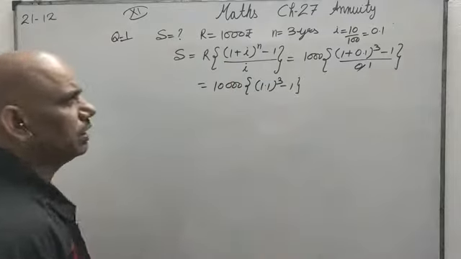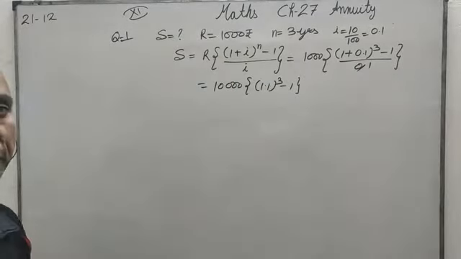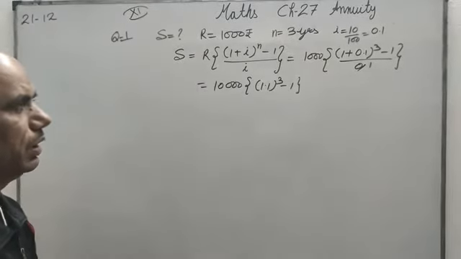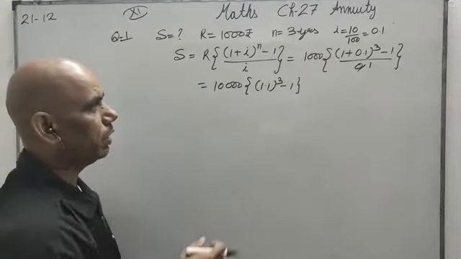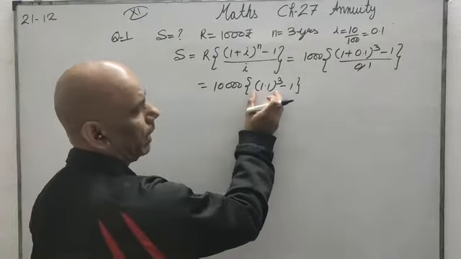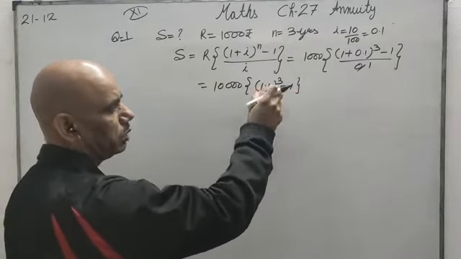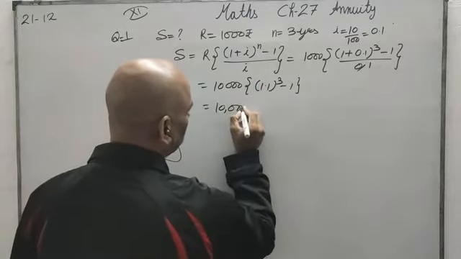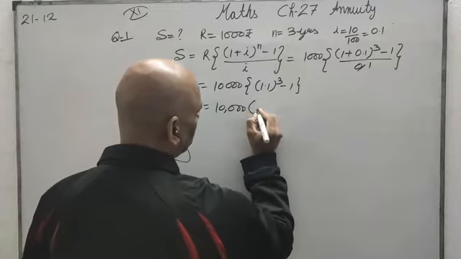Now since this is 1.1 to the power 3 only, we can calculate it very easily with a simple calculation. But if it is longer, and the powers are high, then we will calculate the value of this term by logarithm, and thereafter we will use that term here. That's it. They have given you the table also, but that table we are not going to use.